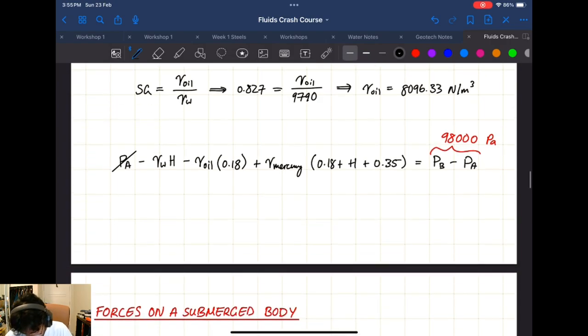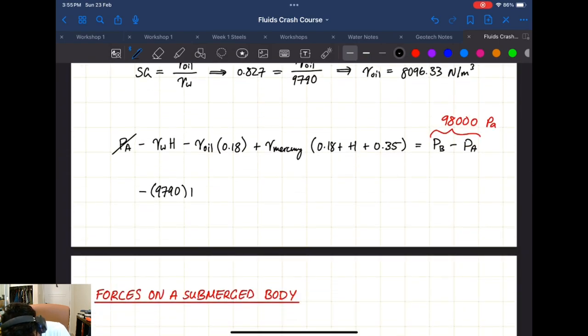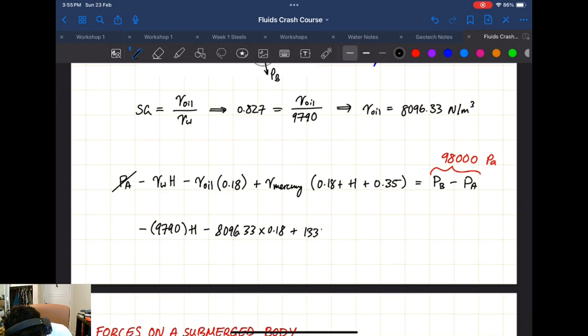Okay, so let's calculate this finally. Plug in all our numbers. 9790 times h, minus 8096.33 times 0.18, plus 1331 times 0.4553 plus h, which is equal to 98000. Let me get my calculator out.